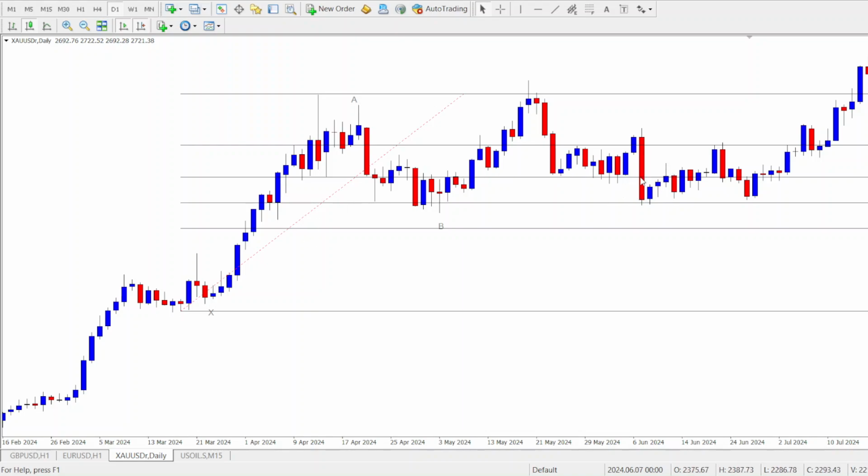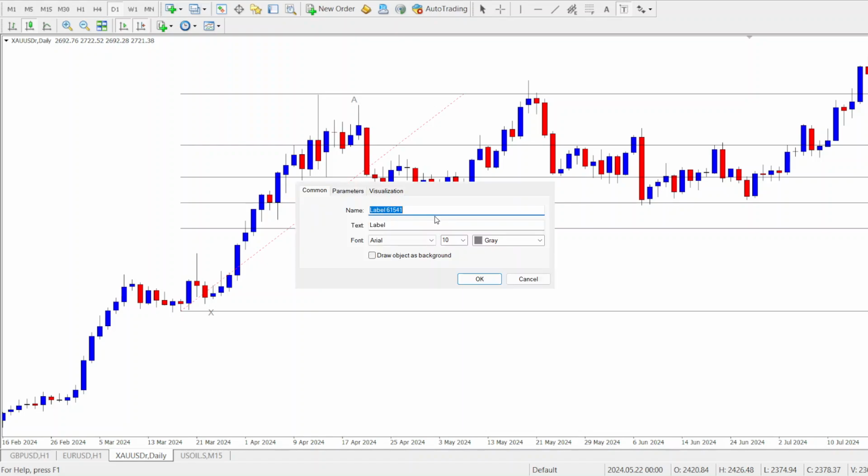Okay, now as for the next point, the price reverses and moves to point C. The point C is now going to be somewhere around here.